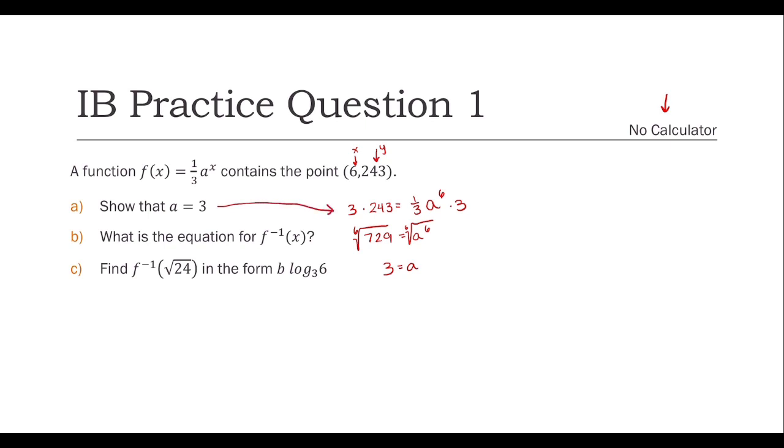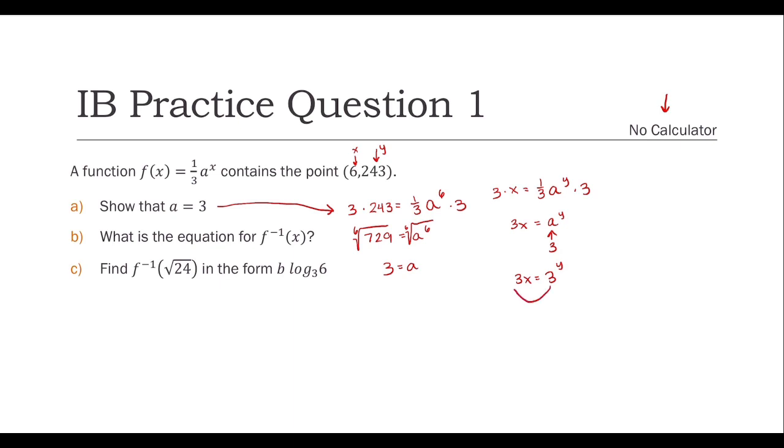Next it asks, what's the equation for f inverse of x? So we'll swap our x and our y. So we have x equals 1/3 a to the y. We'll multiply both sides by 3. So you get 3x equals a to the y. We'll plug in our 3 for a because we found out that a equals 3. So we have 3x equals 3 to the y.